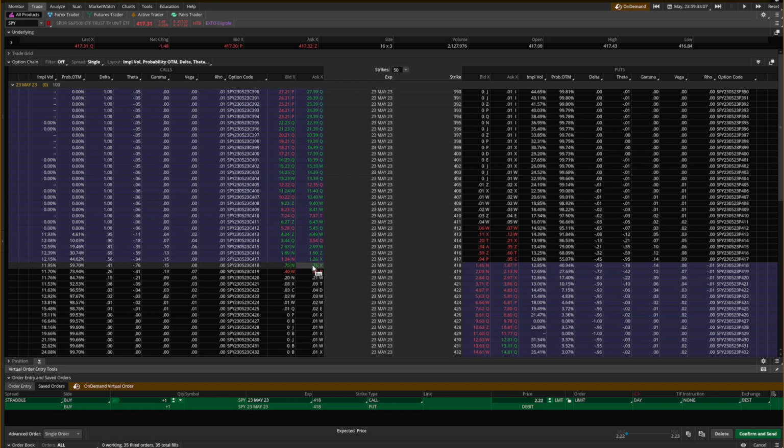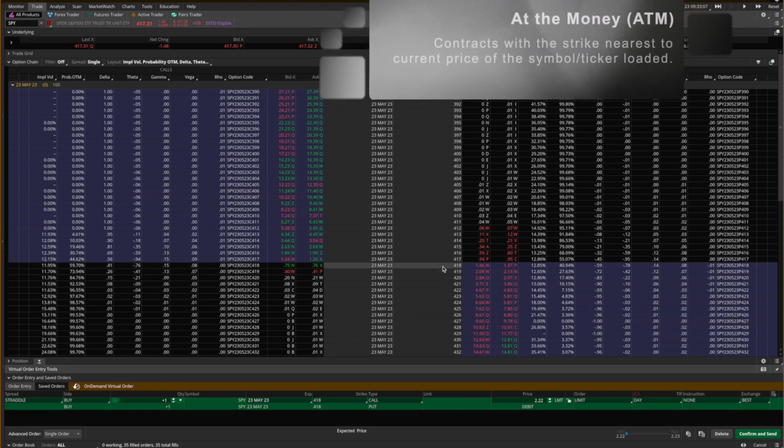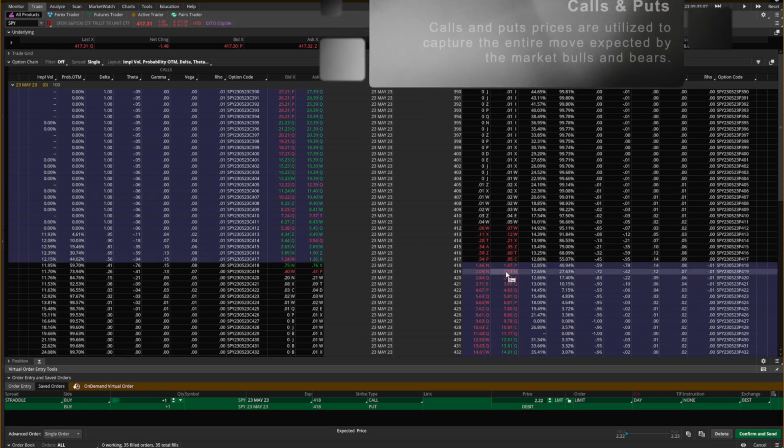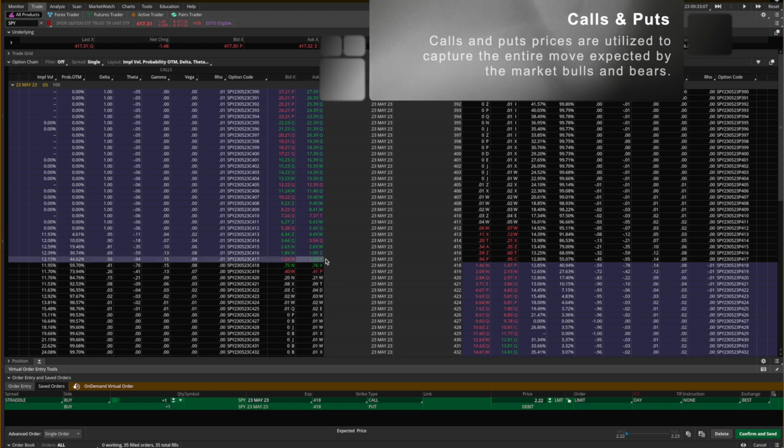What you need to do if you don't have access to a tool that calculates the expected move for you is you need to look at the call and the put for the same strike at the money. So you would look at the 418 or the 417. It doesn't matter which one, as long as you're using the same strike for the call side and the put side. So just the same row here.